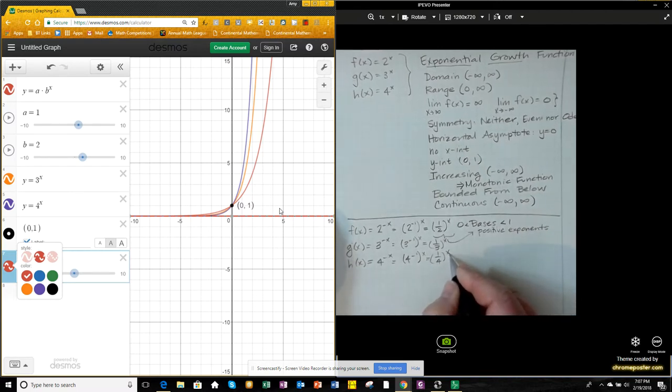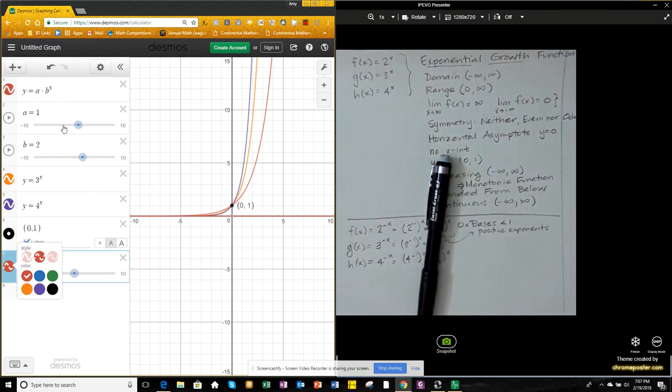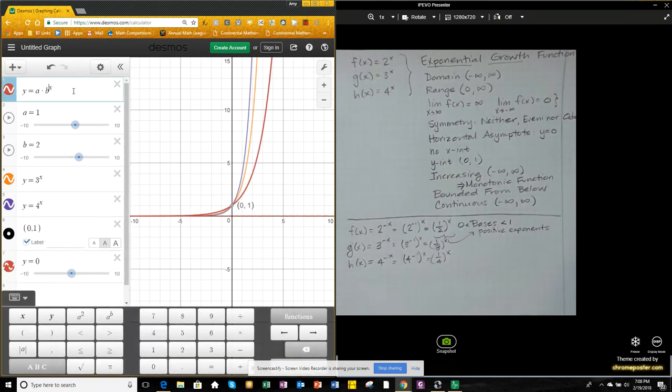All right, now let's look at our graph over here. And then let's make our x now negative. And when I have 2 to the negative x, I have this red one right here, and 3 to the negative x, and 4 to the negative x.